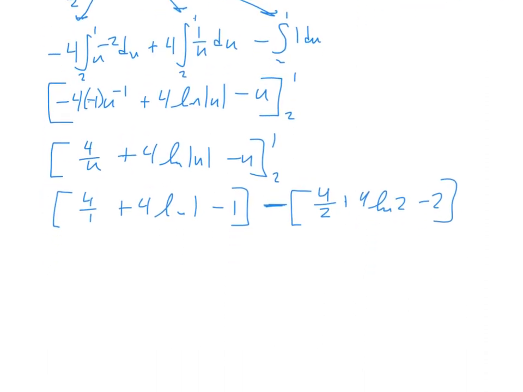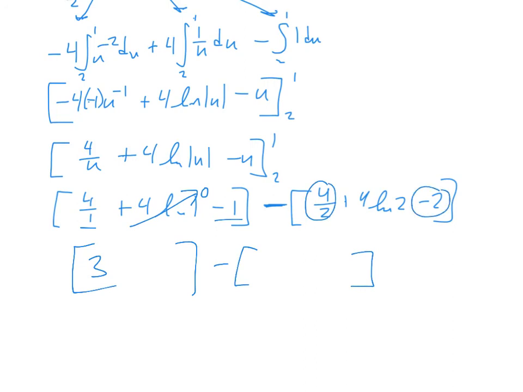All right, we're almost there. We got this. Let's see what we can do here. In this first bracket, I've got 4 minus 1, that's 3, and 4 natural log. Well, wait a minute, natural log 1 is 0. So this whole first thing is just 3. 3 minus, over here, I've got 2 minus 2. Oh, well, great, those things just cancel out. So minus 4 natural log 2, and so I get 3 minus 4 natural log 2.